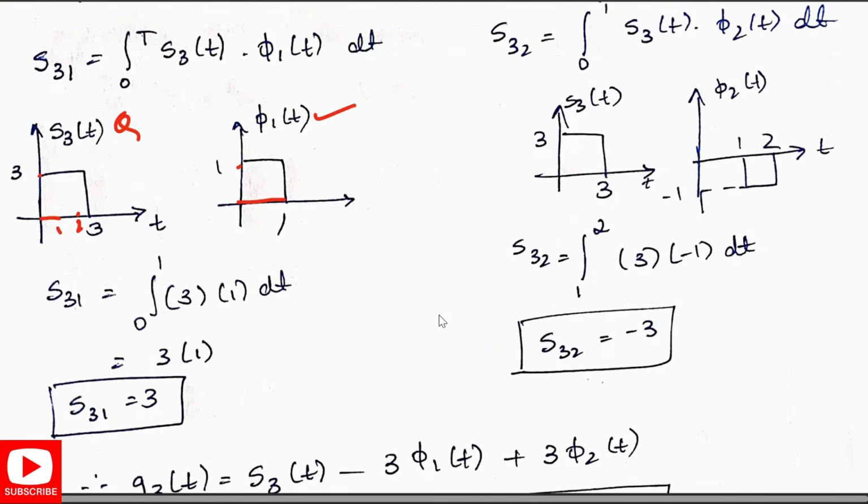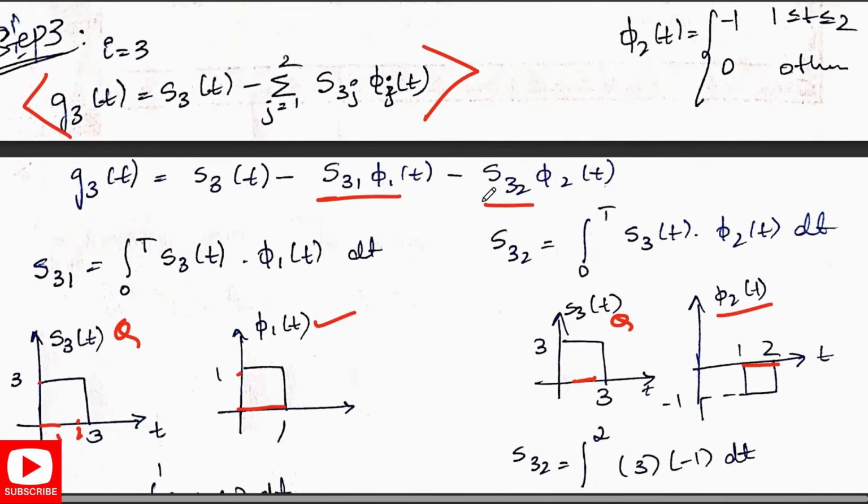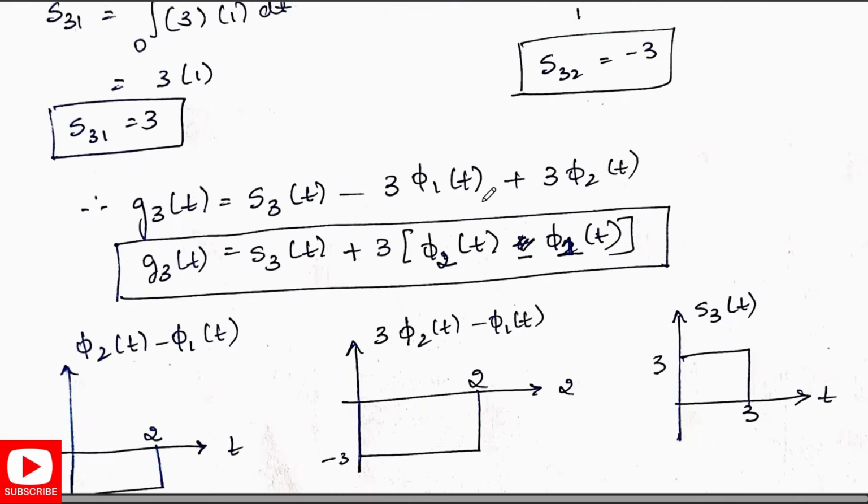3 into 1 is 3. This is our S32. Similarly, come here. This is given in the question and this is what we had found last time, phi 2 of t. And here, what are the limits you need to consider? Here, again, 1 and 2 is there. So from 0 to 1, here it is nothing. So you need to consider from 1 to 2. And what is the amplitude here? It is 3 and here it is -1. Multiply, you got this. Substitute these two values in this equation. You get the G3 of t. Take those 3 common out and you simplify.